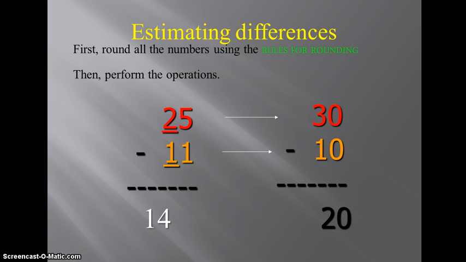Same thing goes for estimating differences. You round all the numbers first, and then you perform the operation. So in this case, 25 would round to 30, and 11 would round to 10. 30 minus 10 is 20, and 25 minus 11 is 14. So 14 is relatively close to 20, so that means that my actual answer before rounding would be reasonable.